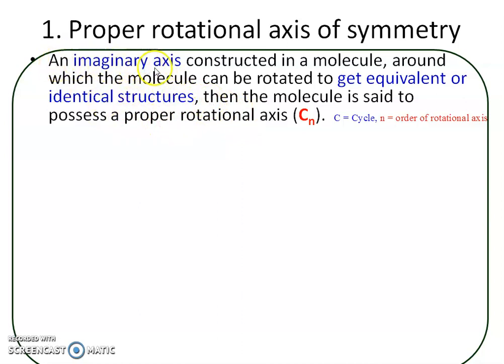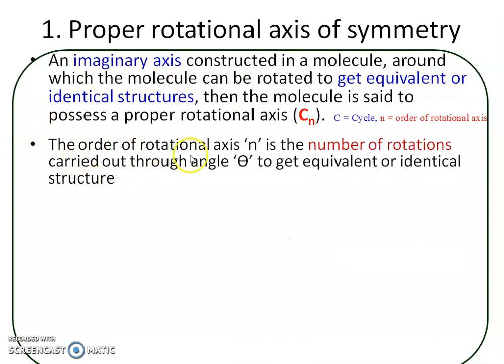So an imaginary axis constructed in a molecule around which the molecule can be rotated to get an equivalent or identical structure, then the molecule is said to possess a proper rotational axis, that is Cn, where C is cycle, n is order of rotation. So this is the definition of proper rotational axis of symmetry.